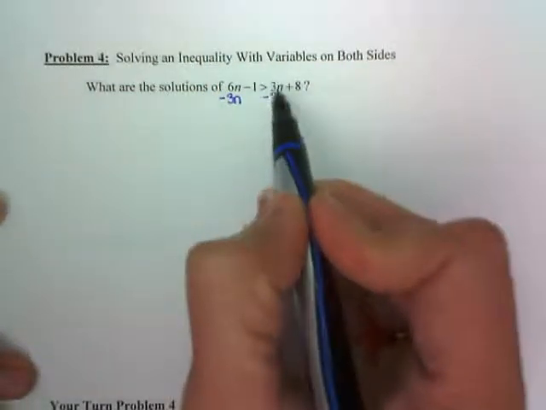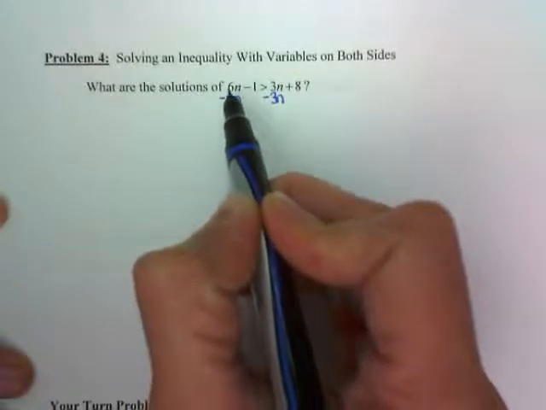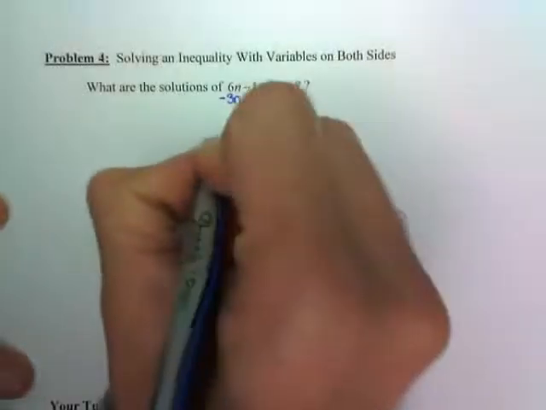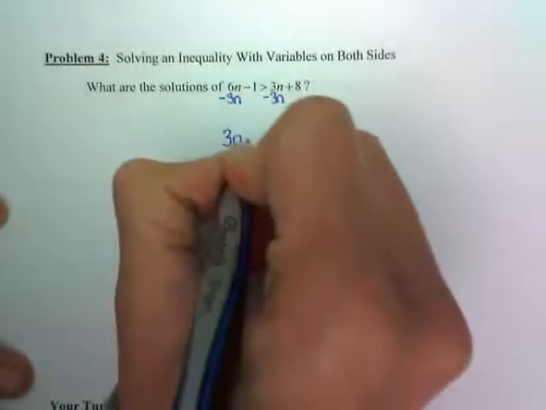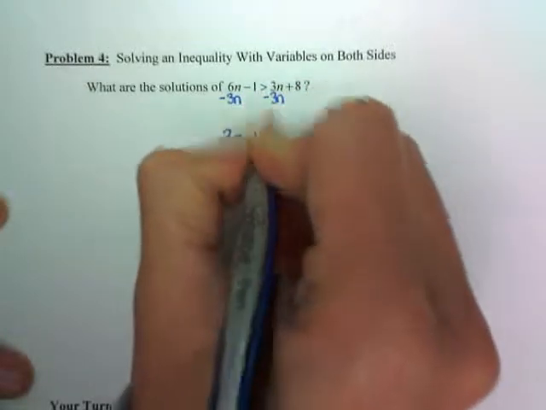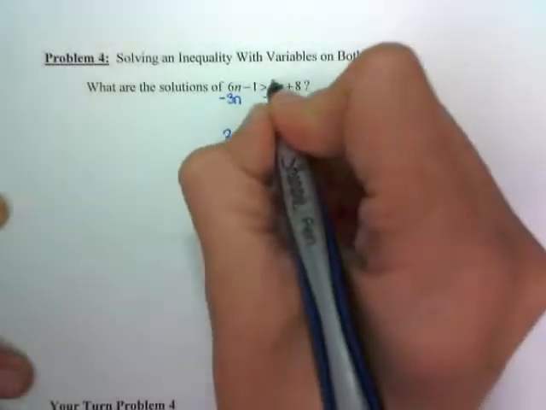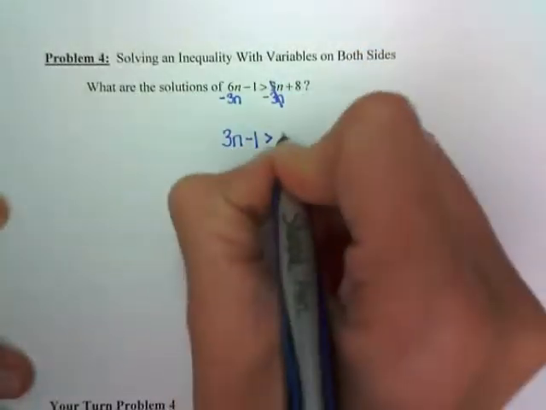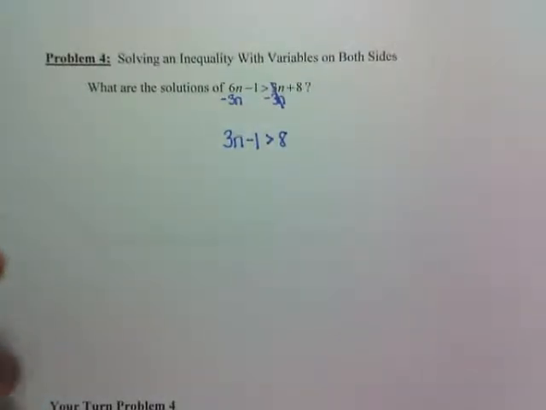So notice that I subtracted 3n from this side and I subtracted 3n from this side. So let's actually subtract. 6n minus 3n leaves me with 3n. I still have my minus 1. Still have my greater than sign because I've just subtracted. That's all I've done. 3n minus 3n gives me 0. And then I'm left with 8. I don't have to put the plus sign because that's understood to be positive 8. And now I'm just down to a two-step inequality.